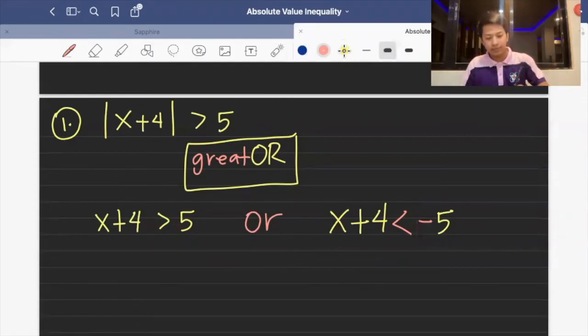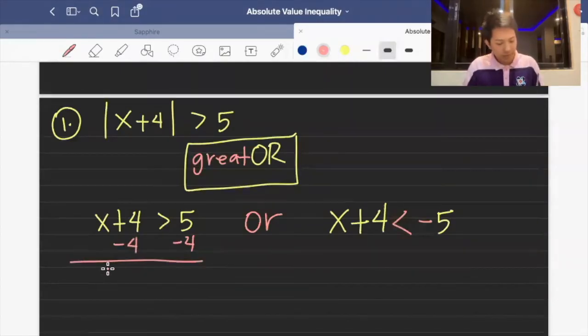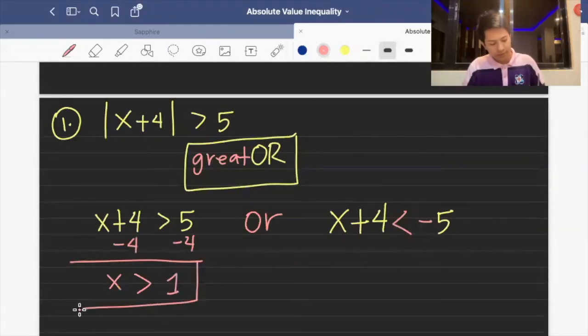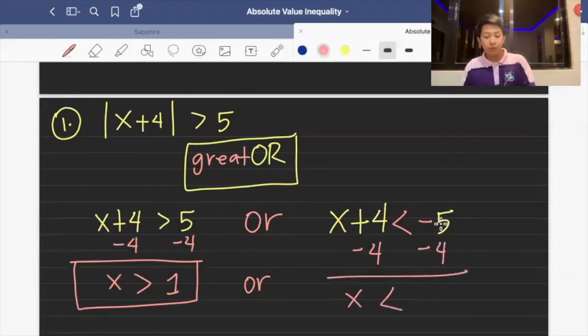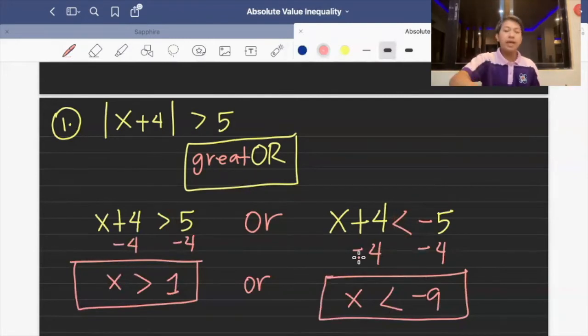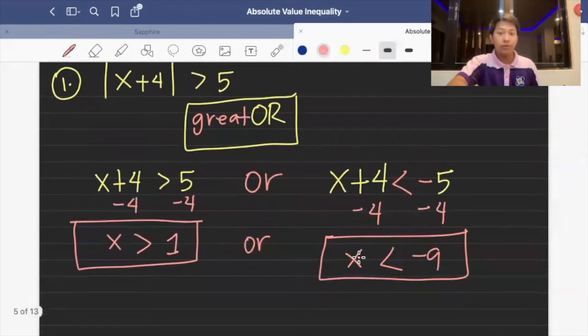Okay? So in this case, we have to minus 4 here, minus 4, subtraction property of inequality. We have x is greater than 5 minus 4 is 1. Okay? So x is greater than 1. Then or, we have to minus 4 here, minus 4. X is less than negative 5 plus negative 4 is negative 9. Okay? So these are our solutions for this particular absolute value inequality.